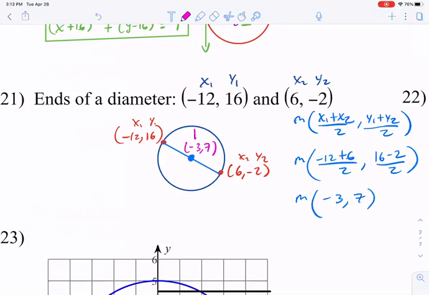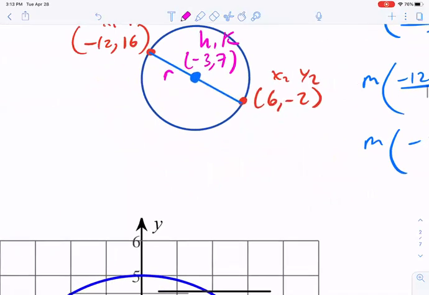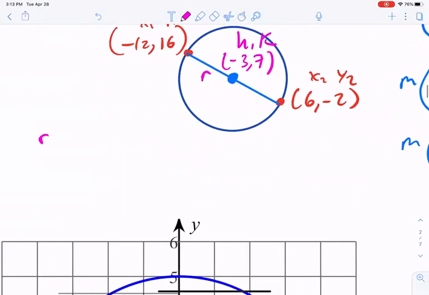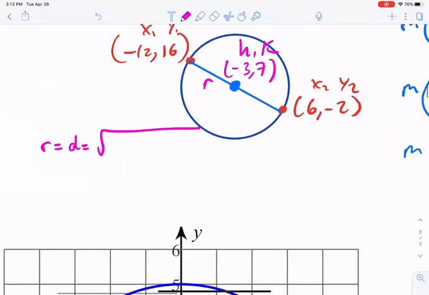So this is the midpoint, -3, 7. Now I have h, k. Now I need to find out the radius. This is pretty easy because if you find the distance from the center to one of the endpoints, then you can find the radius. So let's use the distance formula, and the distance will be your radius. So the radius equals the distance formula, x1, y1, like I told you before, doesn't matter. I'm going to do x2 minus x1 squared plus y2 minus y1 squared. And let's see what we get.